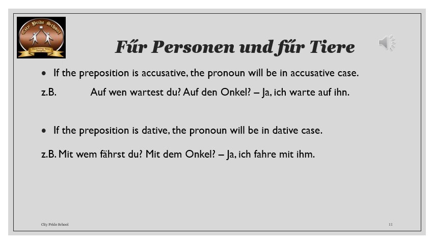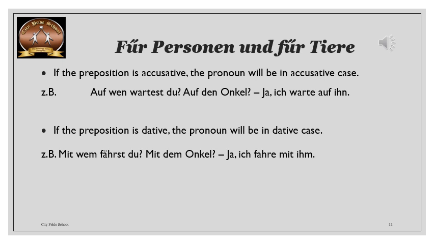If the preposition is accusative, the pronoun will be in accusative case. For example, auf wen wartest du? For whom are you waiting? Auf den Onkel? Ja, ich warte auf ihn. Are you waiting for your uncle? Yes, I am waiting for him. In English also we use him as a personal pronoun. Similarly, ihn is a personal pronoun here. But warten auf is a verb with fixed preposition which always takes accusative. So here auf ihn will be used. Accusative personal pronoun will be used.